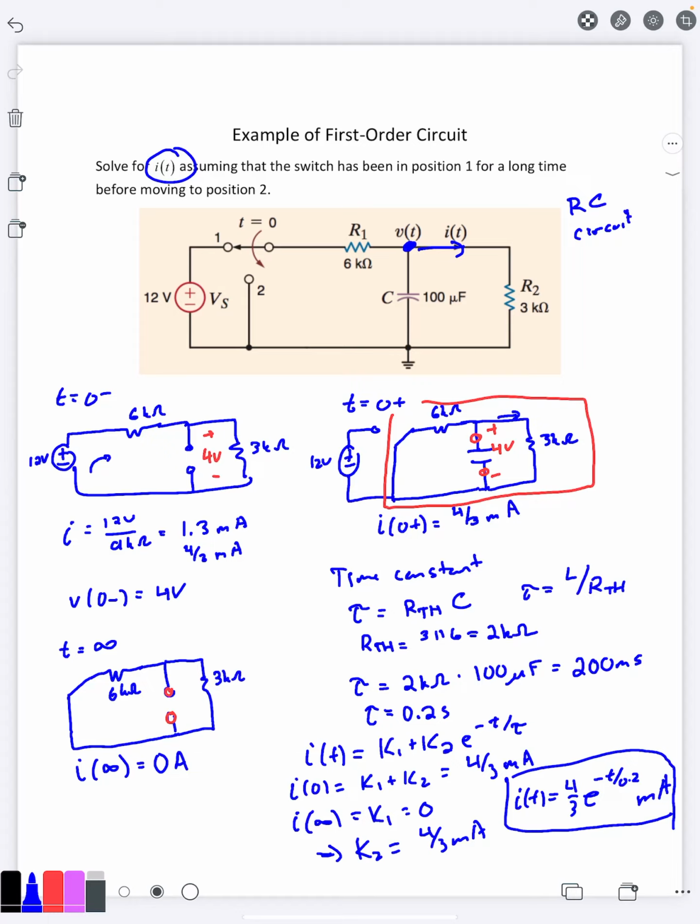This is going to be our main process for solving all of these circuits. Look at before the switch happens, look at after the switch happens, look at infinity, find the time constant, and put it all together to write your final answer.